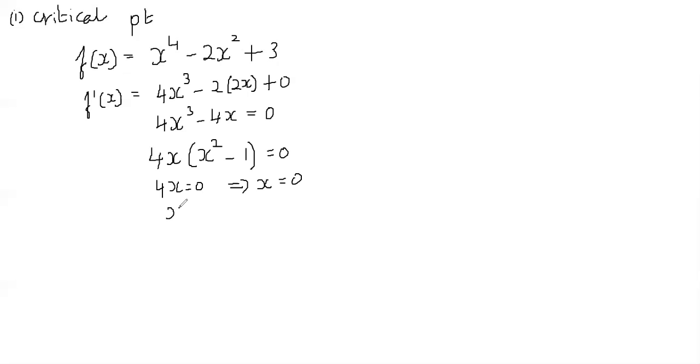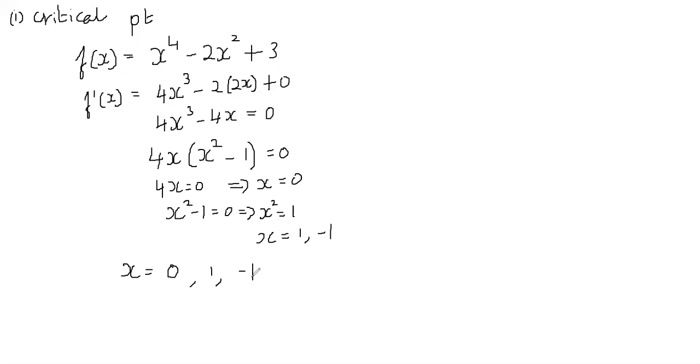And the other one is x square minus 1 is equal to 0. This implies x square is equal to, if 1 comes this side, it will be 1. So ultimately x can be plus 1 or it can be minus 1, because when we take the square root, 1 square is also 1 and minus 1 square is also 1. So we have got the critical points. The critical points are x is equal to 0, 1 and minus 1.